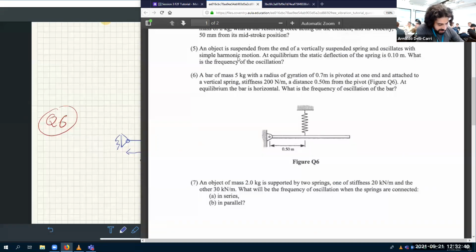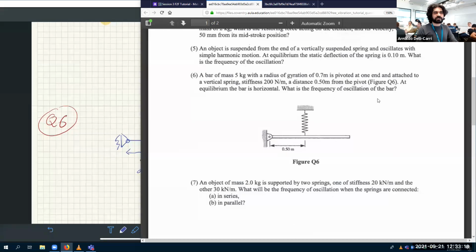So what I'm saying is that I_O equals m r squared. So the mass moment of inertia of this thing is m r squared. So this is 0.7 meters. The mass is 5 kilograms. And the distance here is 0.5 meters from the start of the beam. And the stiffness of the spring is 200 newtons per meter. And that's it.